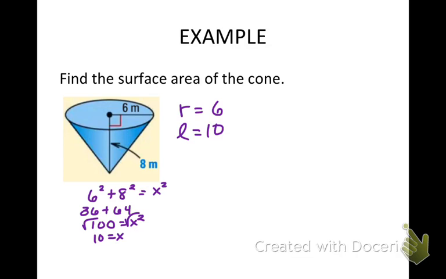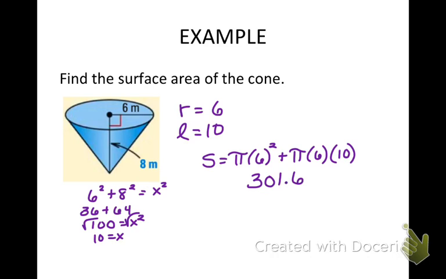So now we have all the variables that we need for our formula. So surface area is equal to pi times my radius, which is 6 squared, plus pi times my radius of 6 times my slant height of 10. And here I definitely need my calculator because I can't do this in my head with pi. So pi times 6 squared plus pi times 6 times 10. I'm getting 301.6 meters squared.